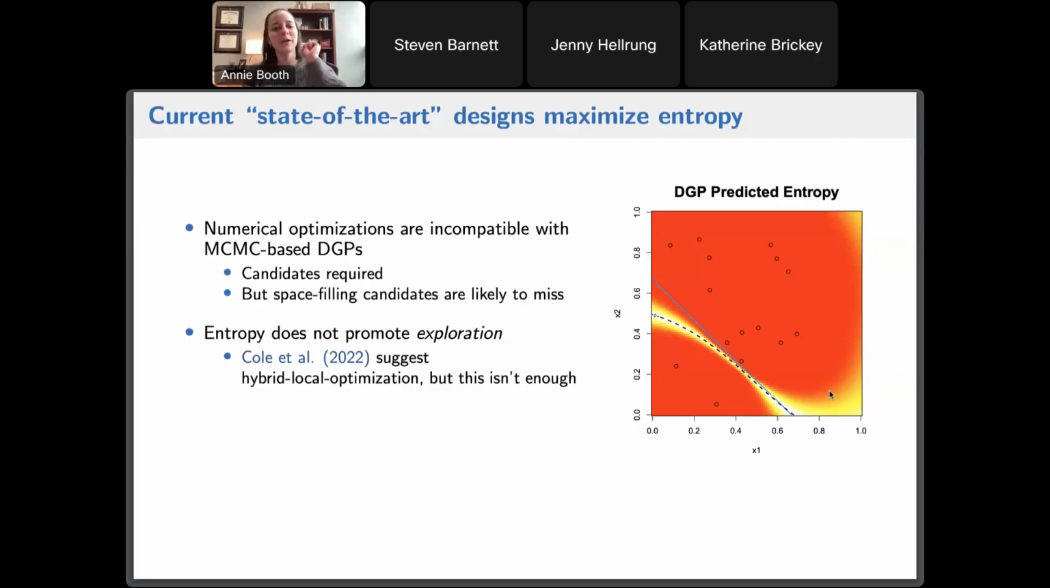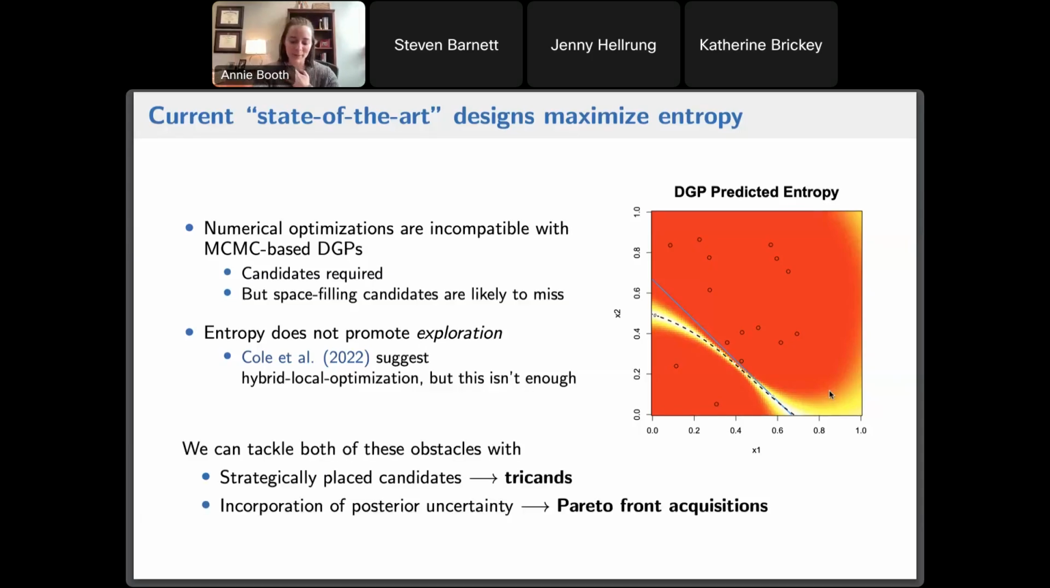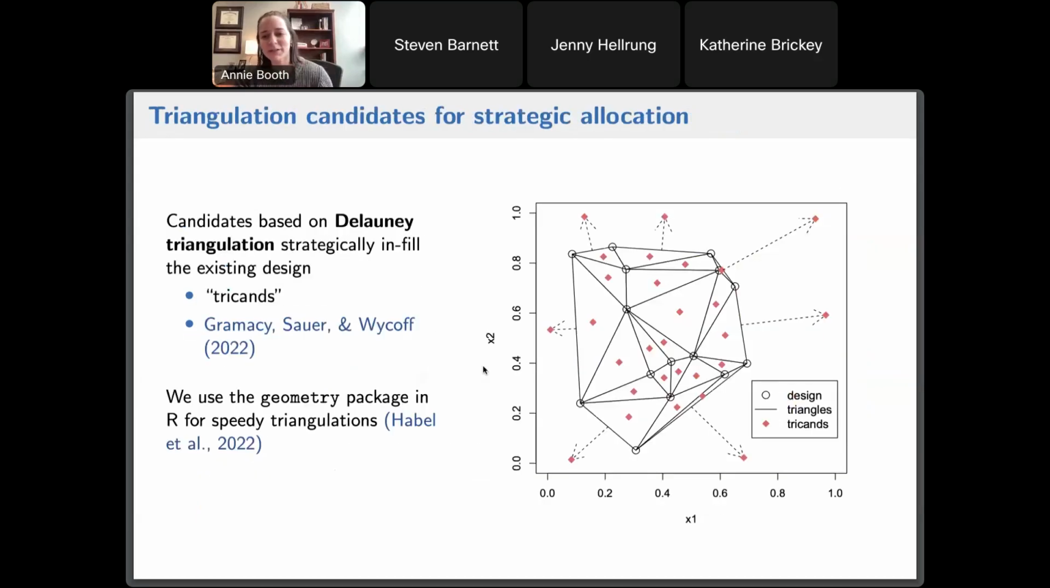So we have proposed two methods that get around these two obstacles. For the sake of time, I'm not going to go too much into the details, but we're going to get around this numerical optimization problem by not just placing candidates randomly, but placing candidates very strategically. That's the first thing. Then we're going to get around the not-exploring-enough problem by not relying on only entropy. We're going to combine entropy with our uncertainty into a new joint acquisition. So those are our two contributions that are going to allow us to do this contour location with our deep Gaussian process. So how do we strategically place candidates?